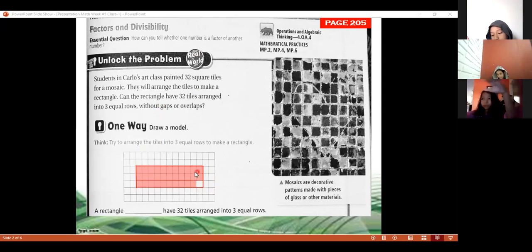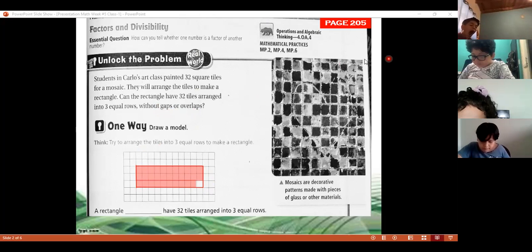Overlaps means that all of them are colored. And gaps means that there is one without coloring, so there is an empty space. Yeah, so it means you see we have gaps. So these 32 square tiles cannot be arranged.